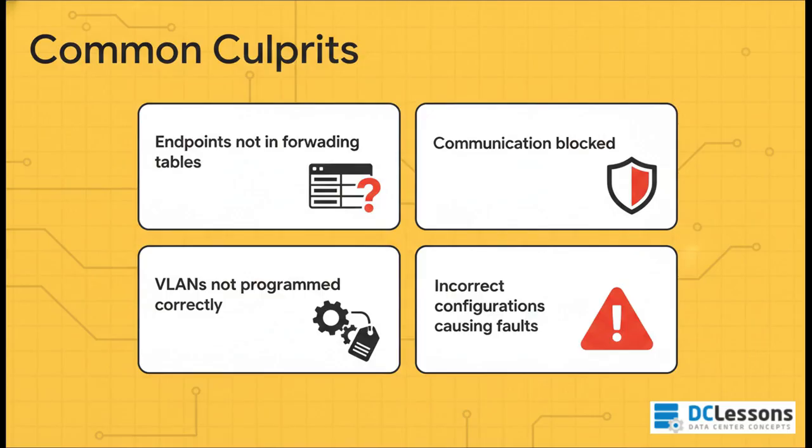Maybe the endpoint just isn't even learned by the fabric. Or, hey, maybe it is learned, but a bad VLAN config or some other policy is blocking the way. And of course, simple typos and misconfigurations can cause faults that just stop everything cold. These are always our prime suspects.